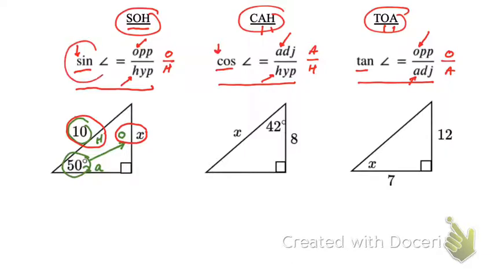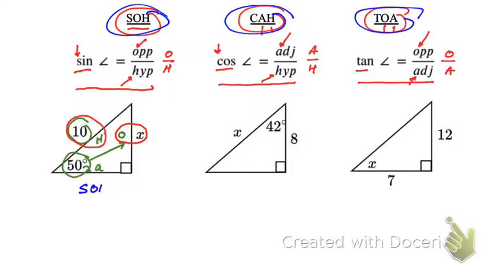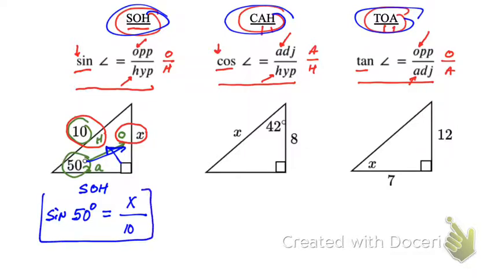Which of these three up here, SOH CAH TOA, which one has an O and an H in it? Only one of them does. That's right, it's SOH. So then we would set up the sine of our angle, 50 degrees, equals the opposite side, which was our X, over our hypotenuse, which was a 10. And that's what you're going to be doing today on your homework. Just setting that up, nothing more.